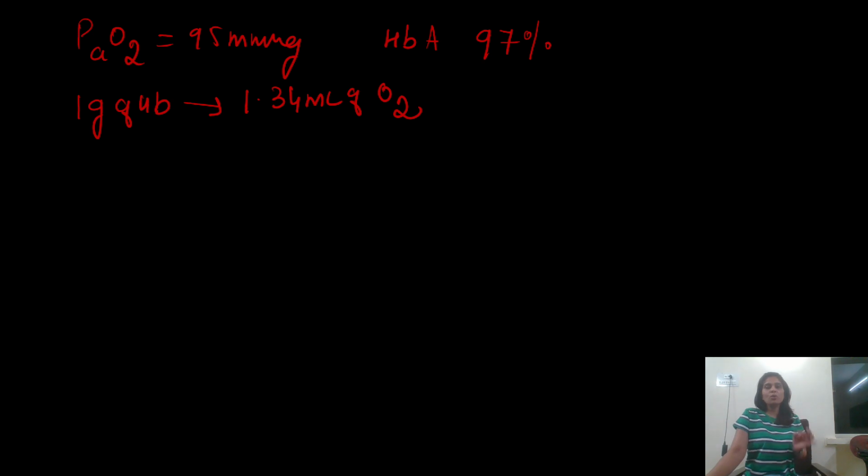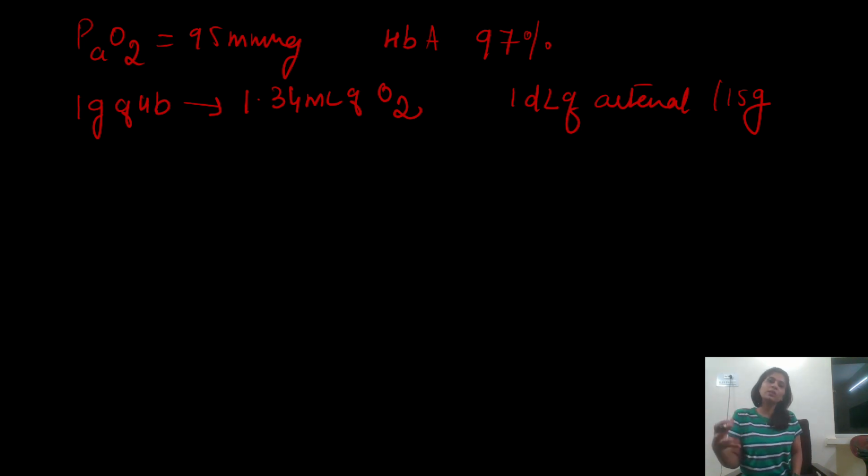Do you understand this? Normal adult hemoglobin, 1 gram of it, when it is 97% saturated, can carry 1.34 ml of oxygen. So 1 deciliter of arterial blood, which is supposed to have 15 grams of hemoglobin. We know that the normal hemoglobin concentration is 15 grams per deciliter. So 1 deciliter of arterial blood, which has 15 grams of hemoglobin, would carry how much oxygen in the bound form? 1 gram carries 1.34 ml.